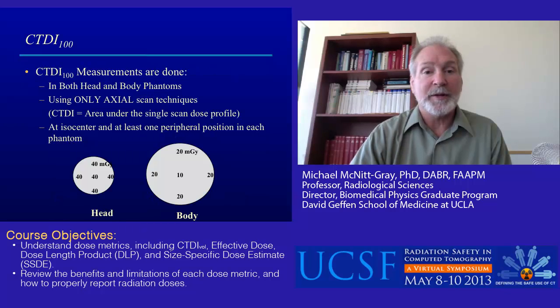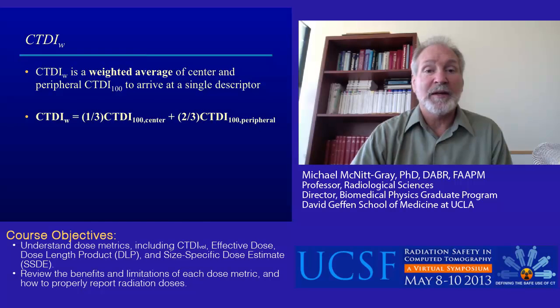CTDI measurements are done in both head and body phantoms. They use only a single axial scan technique, because CTDI is actually the area under the single scan dose profile. That's where that integration comes from. So this is measured at isocenter and at least one peripheral position in each phantom, so typically done at the center position and the 12 o'clock position, and it's done in both the head and body phantoms.